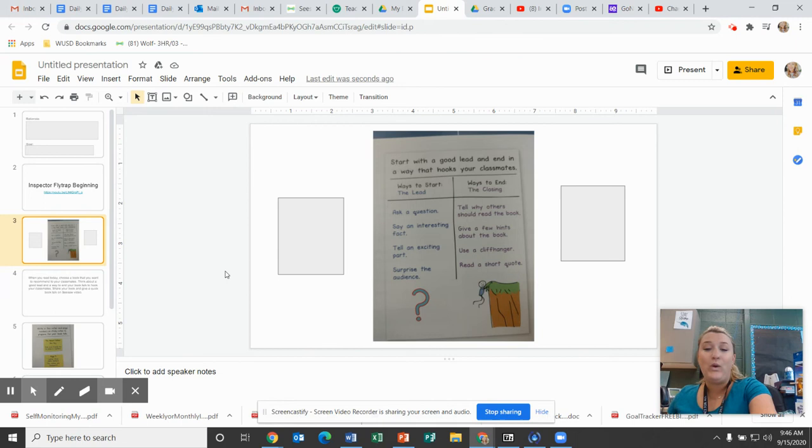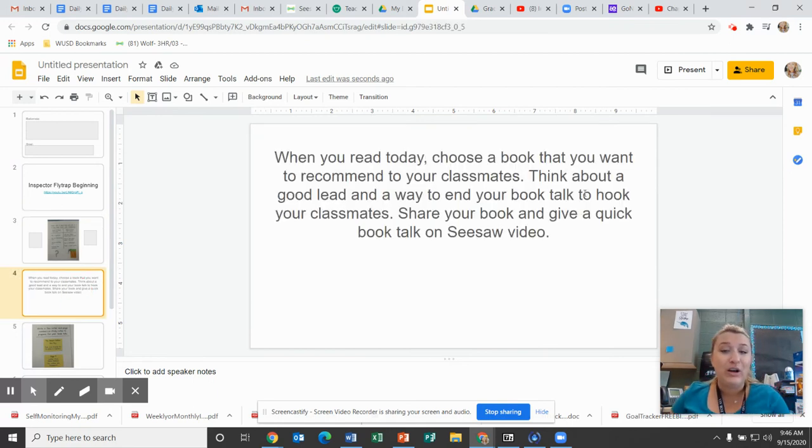Today, when you read, I'd like you to think about how you're going to sell this book to the audience, which is our class. It says, when you read today, choose a book that you want to recommend to your classmates. Think about a good lead and a way to end your book talk to hook your classmates. Share your book and give a quick book talk on Seesaw Video. So on Seesaw today, you're going to share out a book that you're reading.